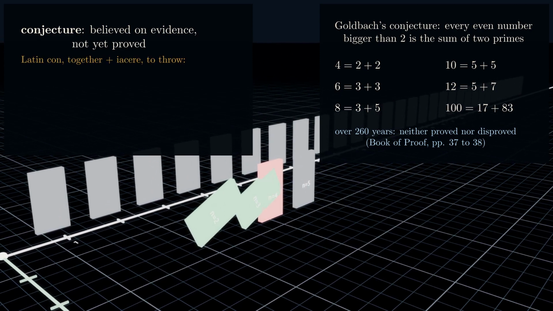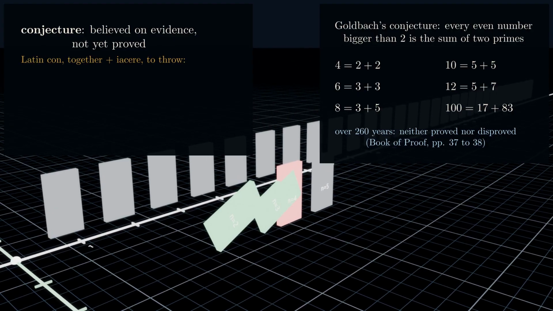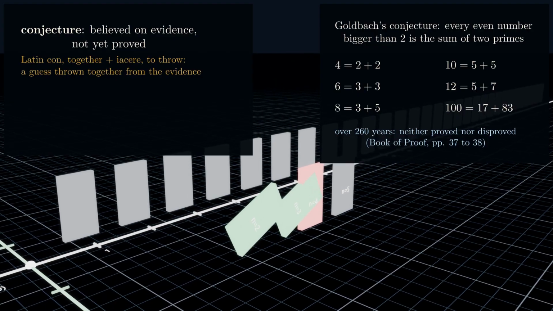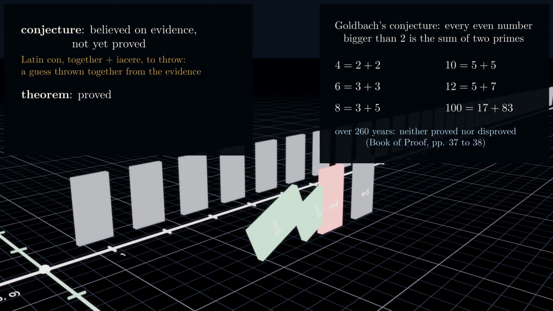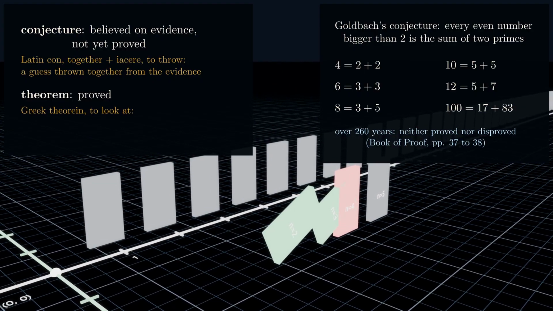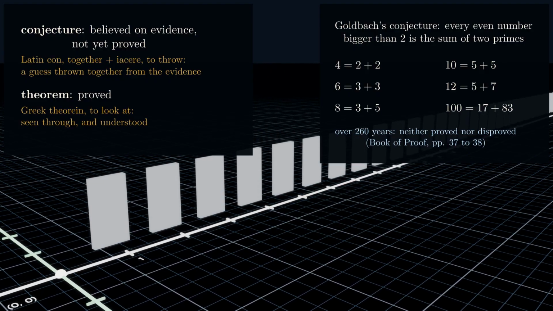The word is Latin. Con, together, iacere, to throw. A conjecture is a guess thrown together from the evidence. A statement that has been proved is a theorem, from the Greek theorein, to look at, a thing that has been seen through and understood. Right now, our claim about the odd numbers is a conjecture. Our job is to make it a theorem.